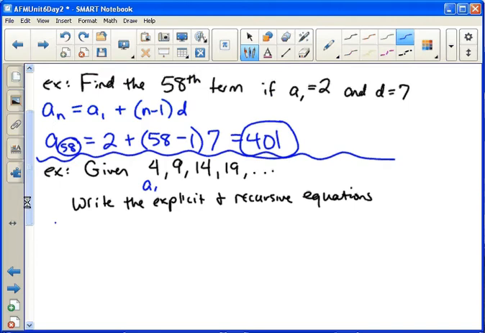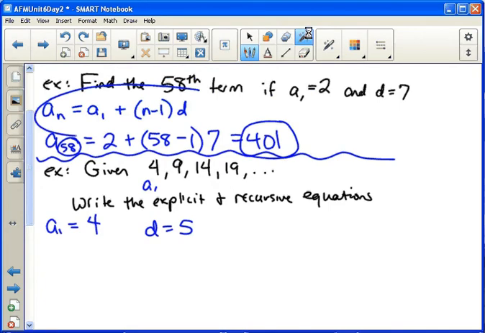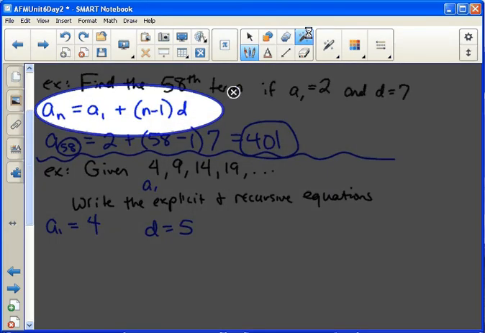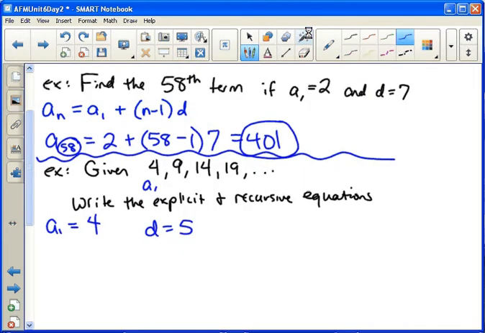And remember, your d is your common difference. It's whatever you're adding or subtracting each time. Well, to get from 4 to 9 and 9 to 14, I'm clearly adding 5. So my common difference is 5. So to write the explicit equation, I'm just going to be reusing this up here. So I would plug in an equals 4 plus n minus 1 times 5. That would be my explicit form.